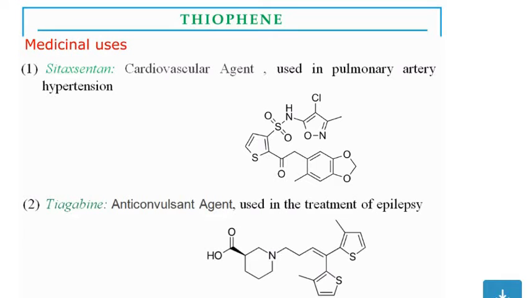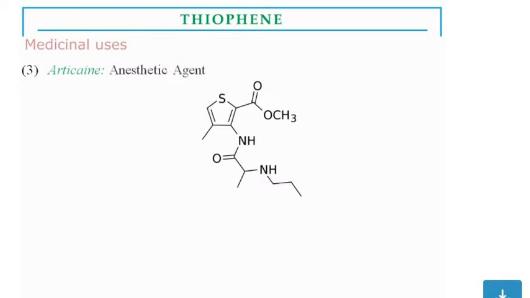Now medicinal uses. Sitaxentan, a cardiovascular agent used in pulmonary artery hypertension. Tiagabine, an anticonvulsant agent used in the treatment of epilepsy. You can see the thiophene group is there, and in suprofen, you have the thiophene and another ring is also present. Now articaine, an anesthetic agent, you can see the thiophene is present.